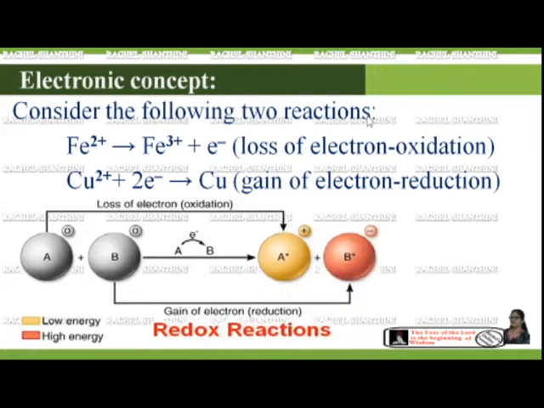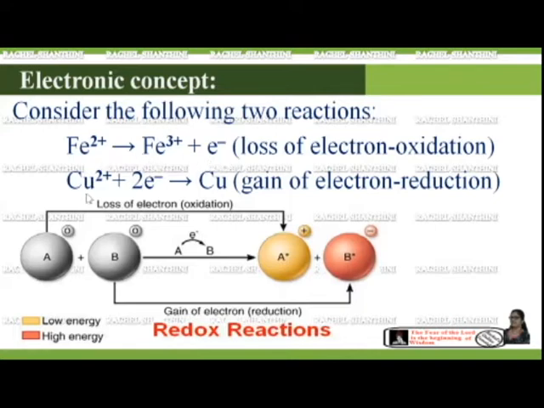Consider the following two reactions. In the first reaction, ferrous ion loses one electron and becomes ferric ion. Since it loses one electron, Fe2+ ion becomes Fe3+ ion. We can say ferrous ion is oxidized to ferric ion since it loses one electron.